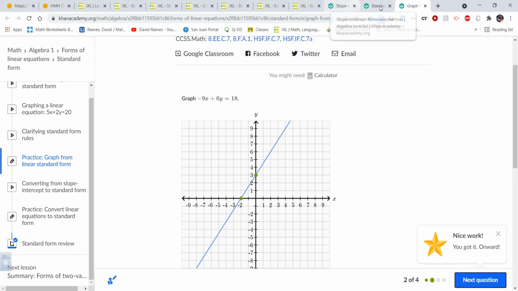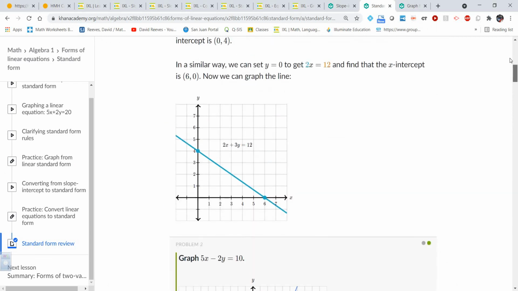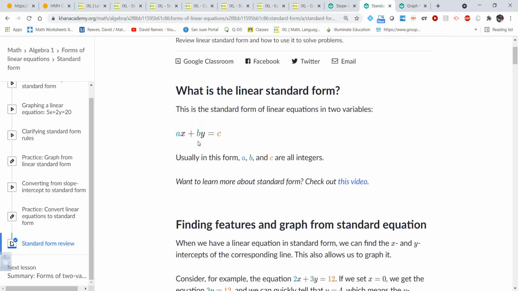Okay, so that is a review of standard form. Standard form again, ax plus by equals c. It's just a different way to represent a linear equation in 2 variables, x and y.